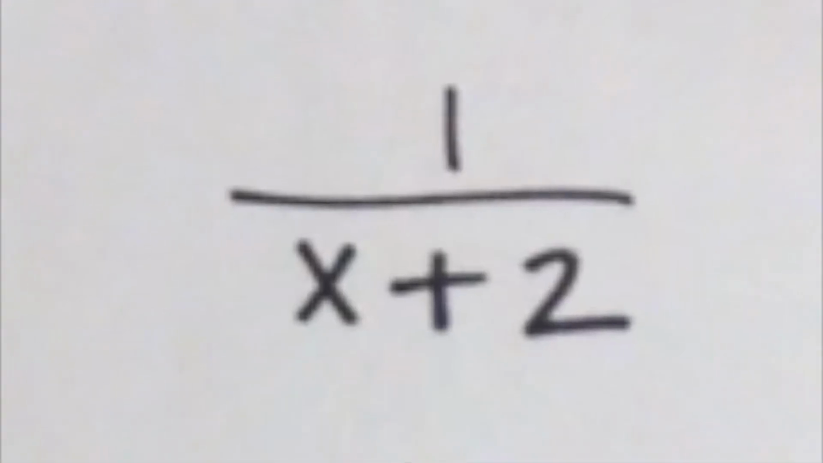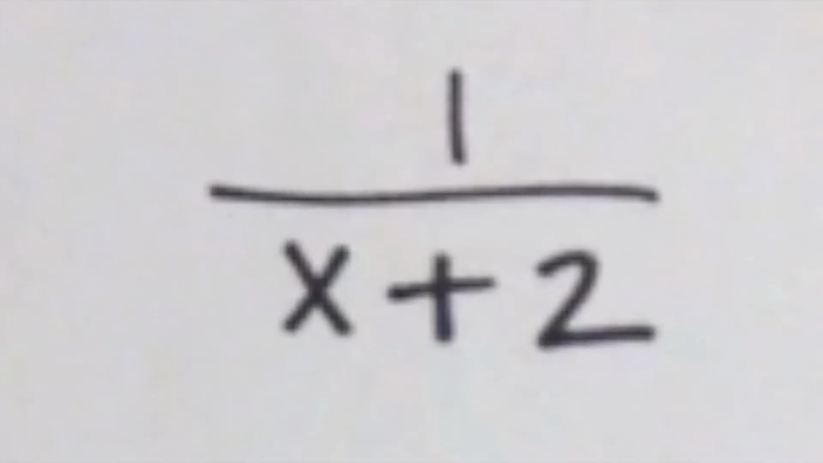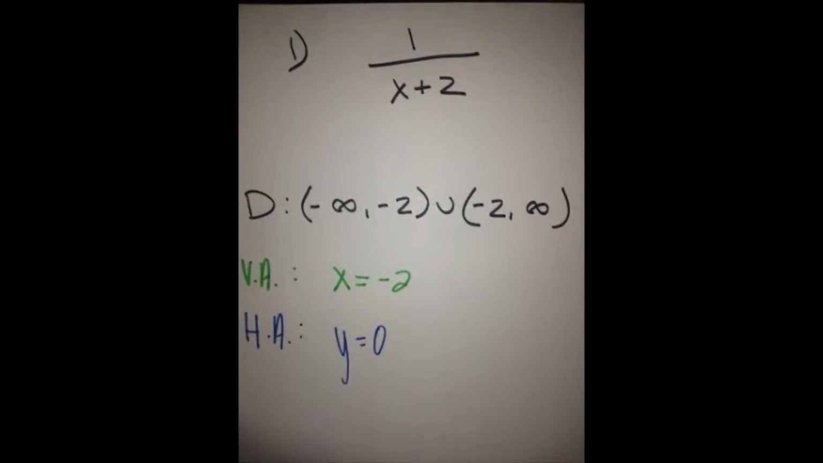1 over x plus 2. The domain of this function is negative infinity to negative 2, union negative 2 to infinity. The vertical asymptote is at negative 2. Therefore, x equals negative 2.